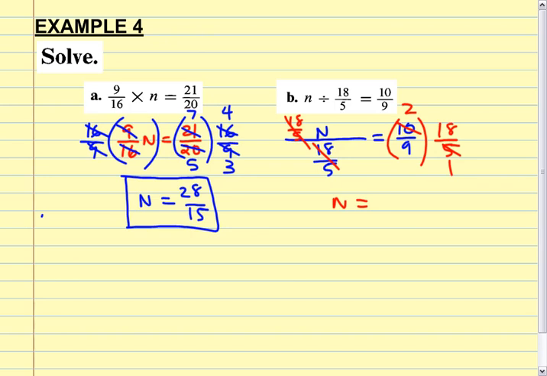Anybody got another one, Maggie? There would be 9 and 18. 9 goes into 9 once. 9 goes into 18 twice. When I multiply, what do I get? Paris? 4. N is equal to 4. Excellent job, guys. Think you're ready for your homework.